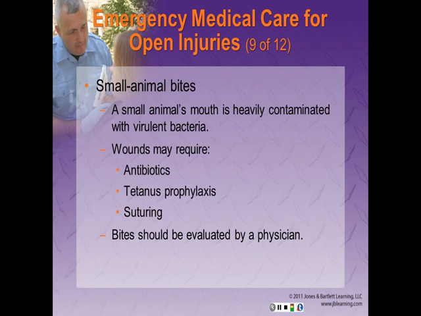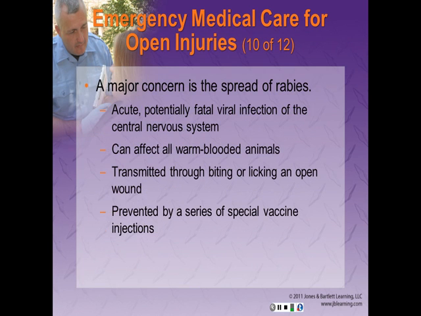Small animal bites and rabies. A small animal's mouth is heavily contaminated with virulent bacteria. You should consider all small animal bites as contaminated and potentially infected wounds that may require antibiotics, tetanus prophylaxis, and suturing. All small animal bites should be evaluated by a physician.